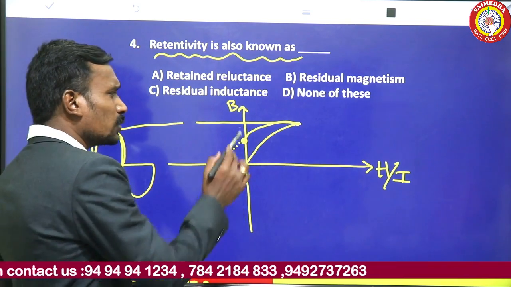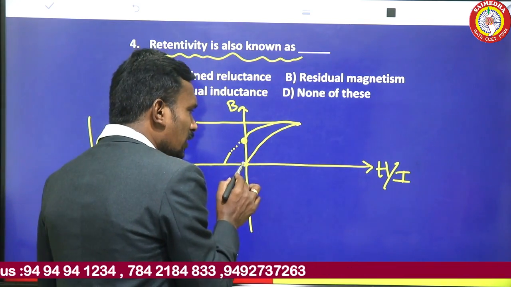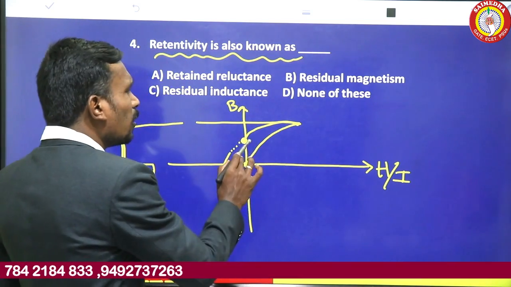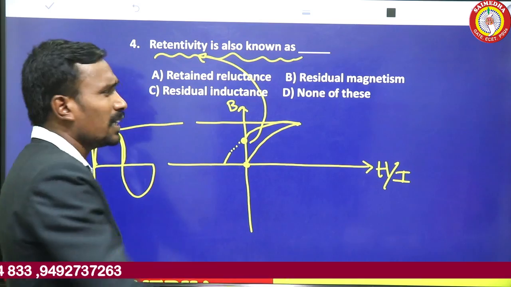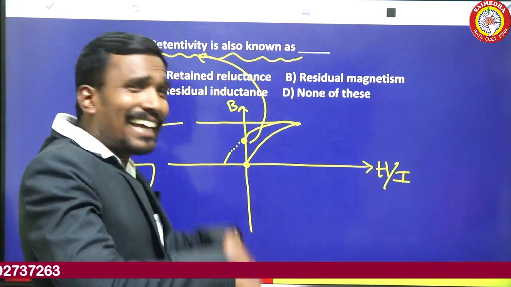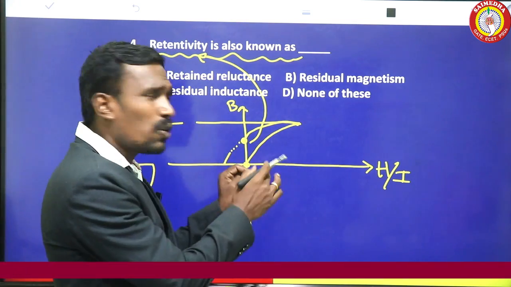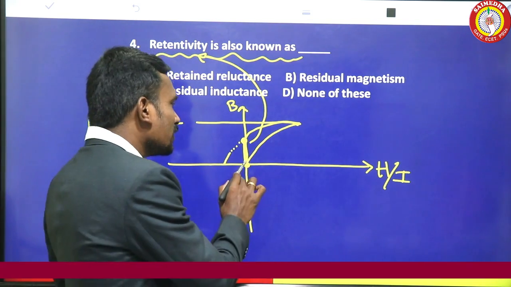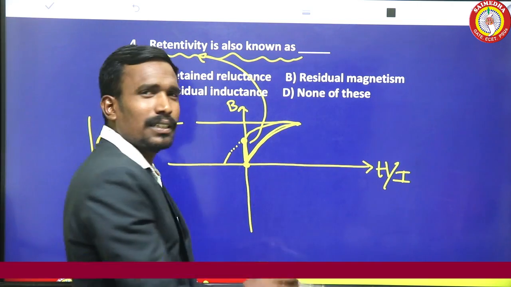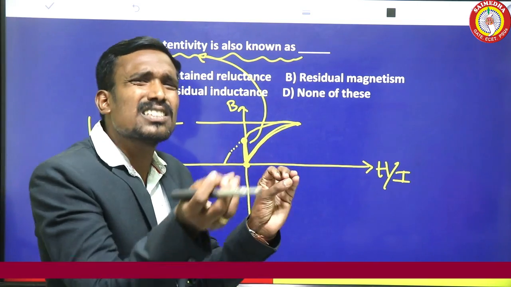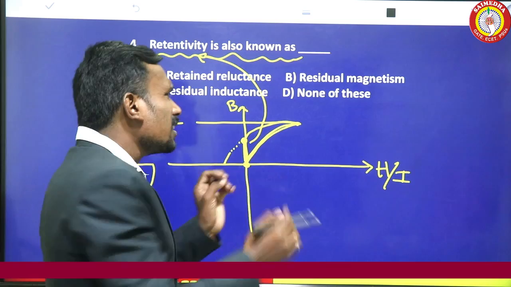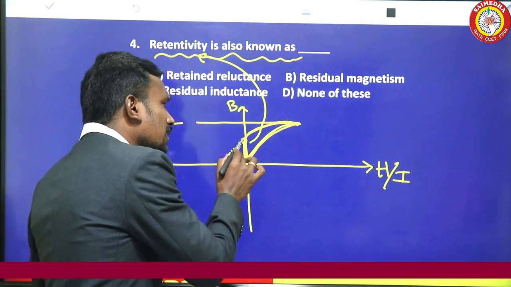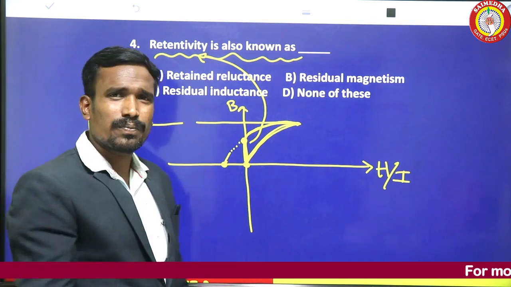Why does it not go to zero? Even though the current is zero, the flux density is not zero. This phenomenon is called retentivity. Retain. This is not zero. Something is there. Of course, not 100%. This is the 100%. Not 100% is there, just a few things are there. Just something is there, remaining is completed. But this is not exactly zero.